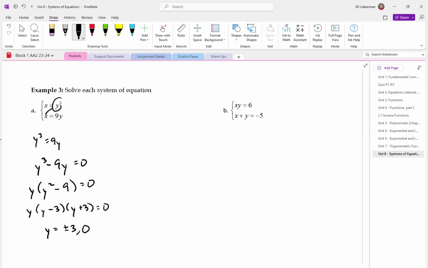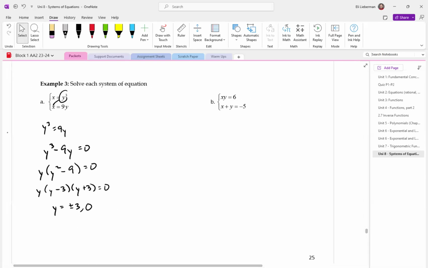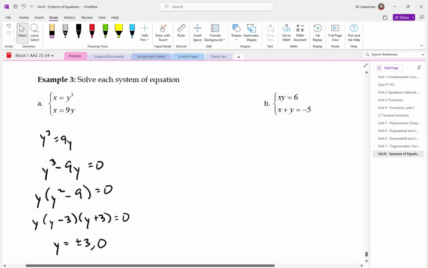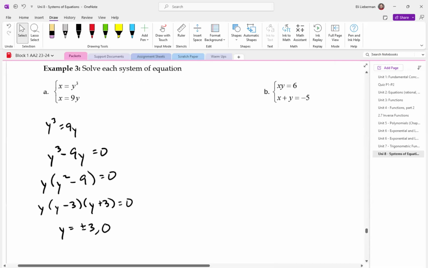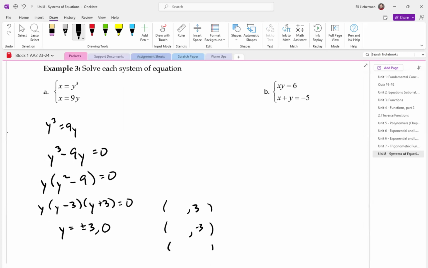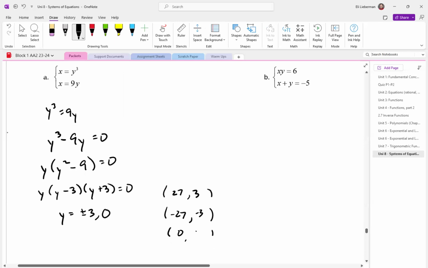Let me finish. Sasha, are you okay continuing? Oh, for x. Yeah, we need the x's. Do you want to use the first equation or the second? The second. It's a good idea. So x equals positive or negative 27, or zero. We're good?